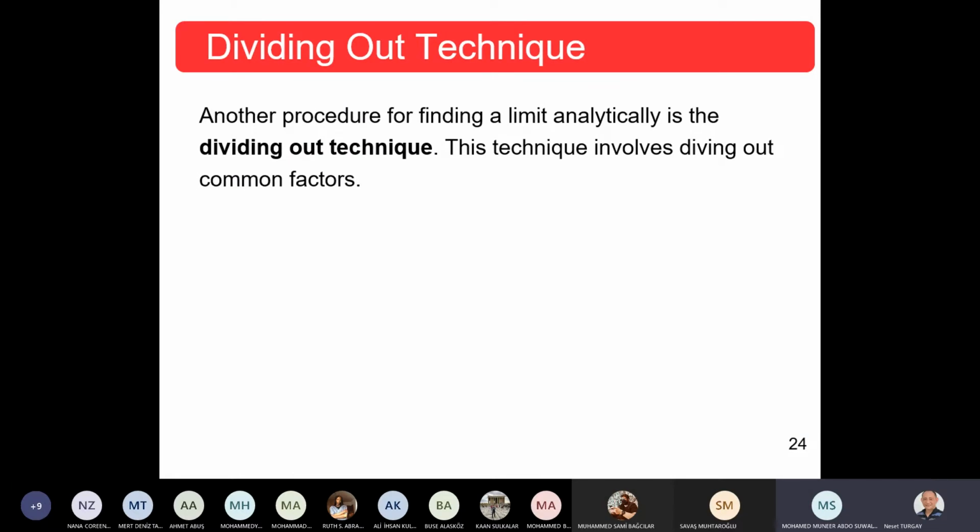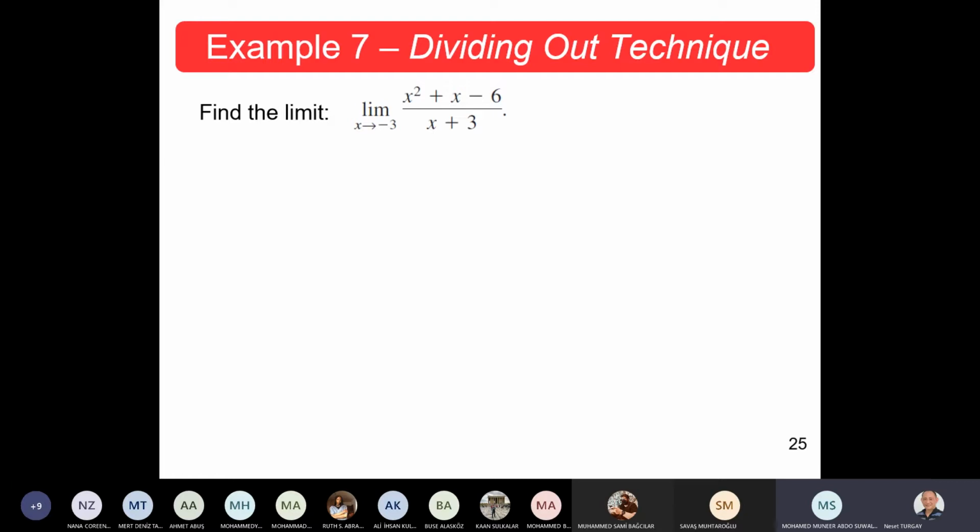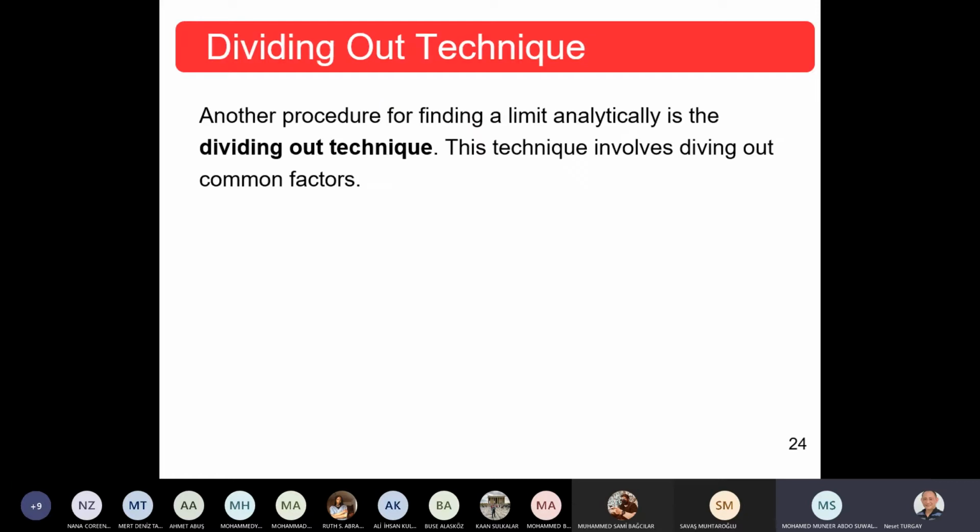For finding limits analytically, there is the dividing out technique. This technique involves dividing out a common factor. This is what we are doing. The dividing out technique.